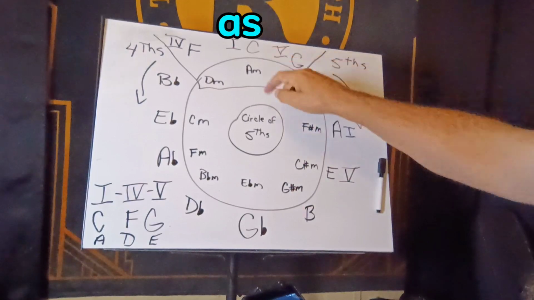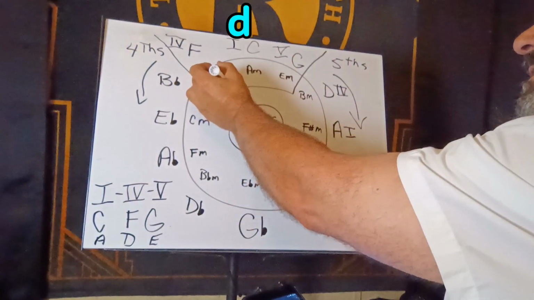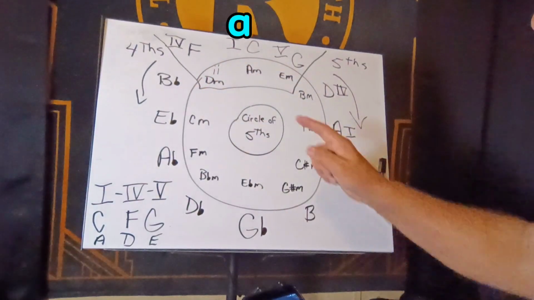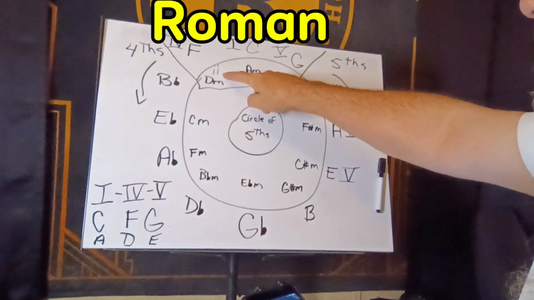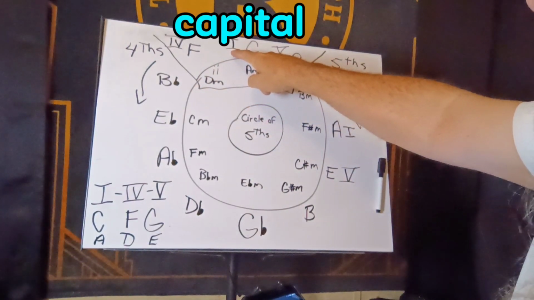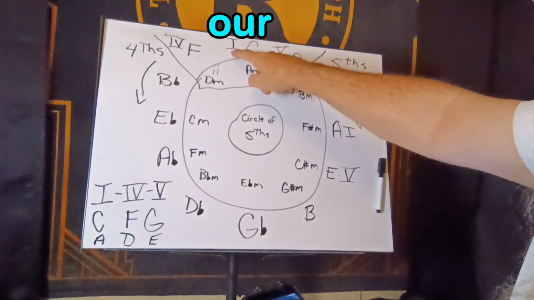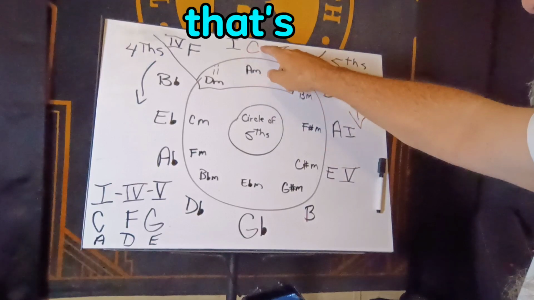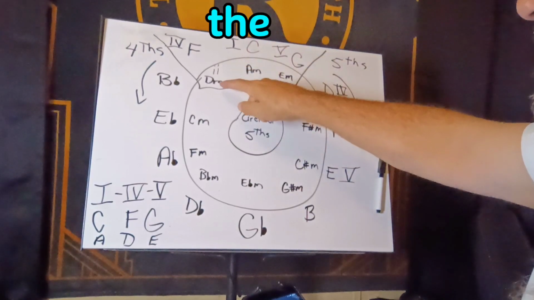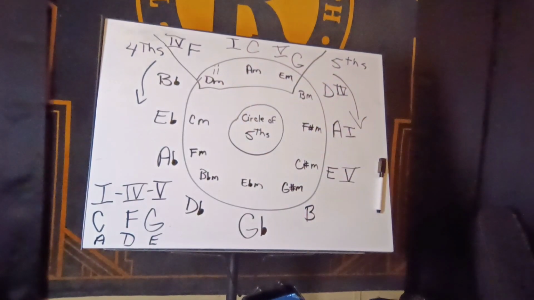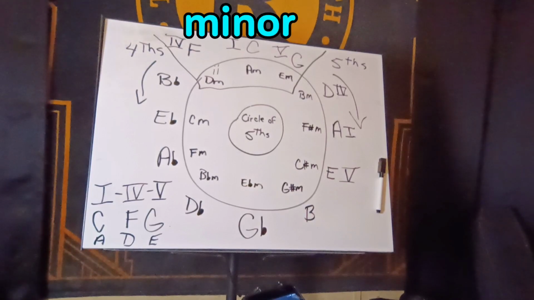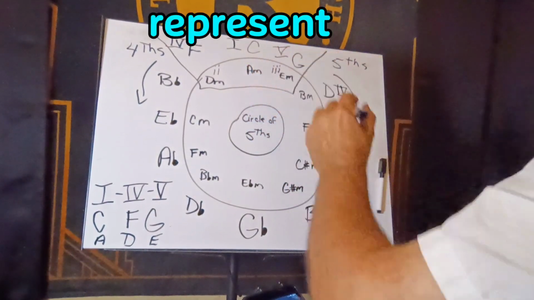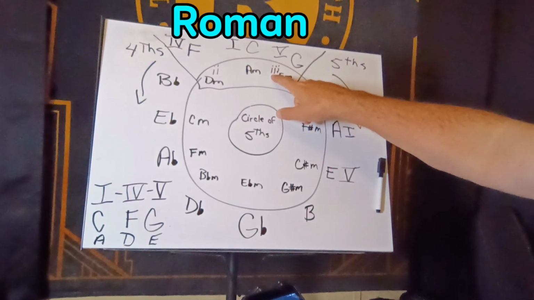So we have C as our 1, so that means D minor would be our 2, so we represent that with a lowercase Roman numeral and capital for our major. So that means major and that means minor. So that's 1, 2. That's the 2. That's our second minor. Our third minor is over here, which is the E. So we represent that with a lowercase Roman numeral.